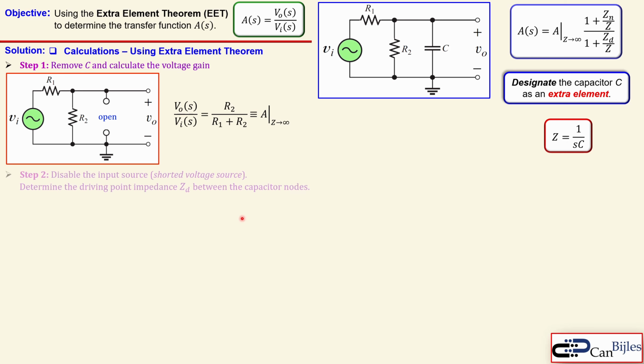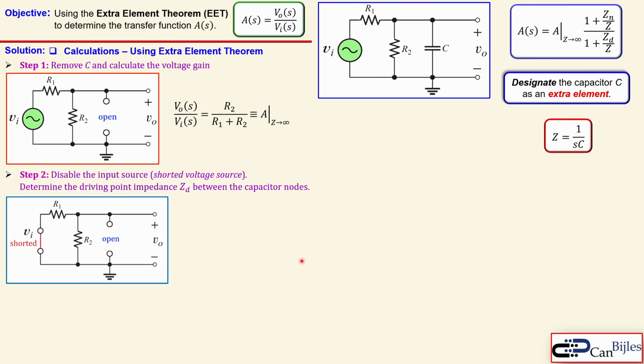That's step 1. Step 2 is to disable your input. In this case it is a voltage source, so the input source will be shorted, and then we determine the driving point impedance Zd between the capacitor nodes. So the input is disabled, meaning shorted. If it were a current source, it would be opened. Then we look again between the two nodes, which is now called Zd.